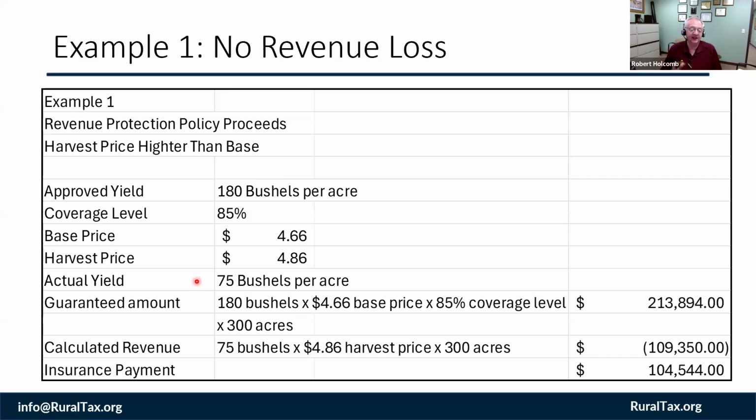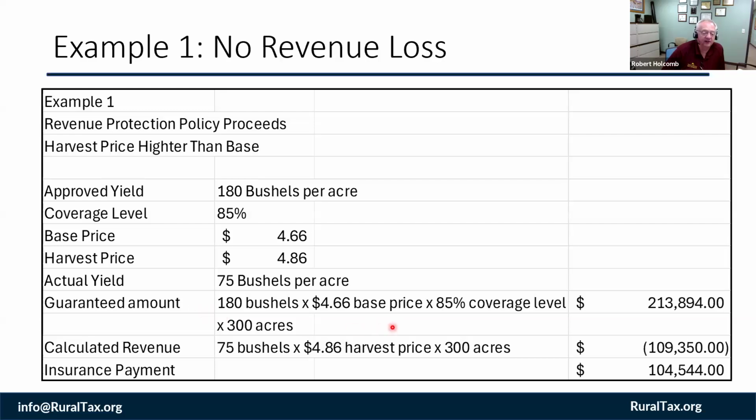So this is a case where we really took it bad on the yield reduction, but our harvest price was over the base price. All right, in a case like this, you won't get any revenue coverage. There's no way that you're going to get any revenue payments under these circumstances. The only time you're going to get a revenue payment is if that harvest price falls below the base price. All right, and the next example that I'll show you actually has that.